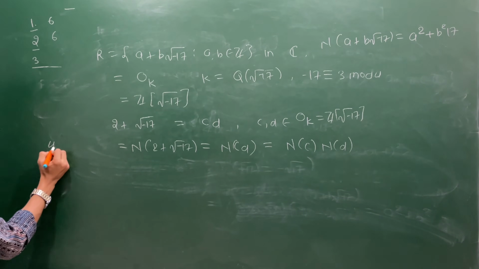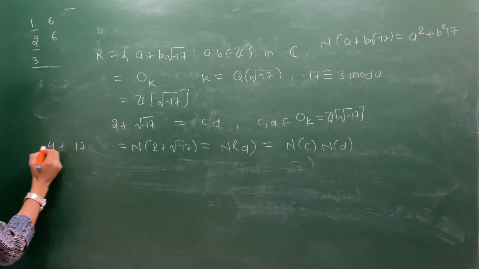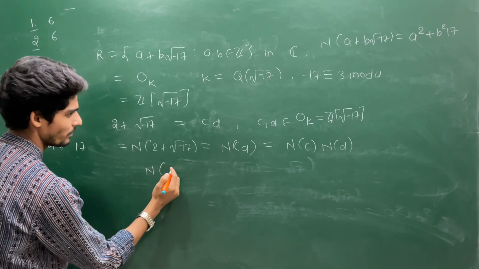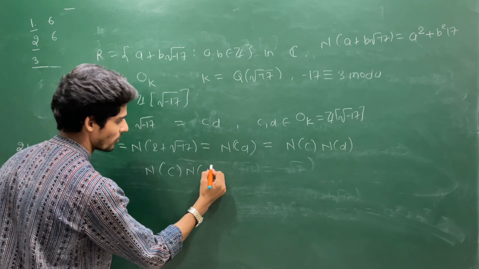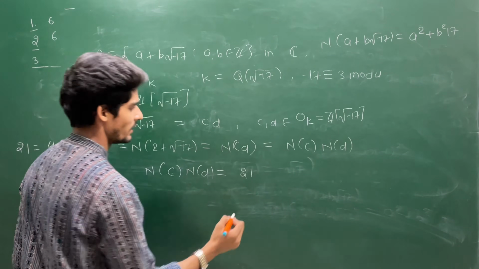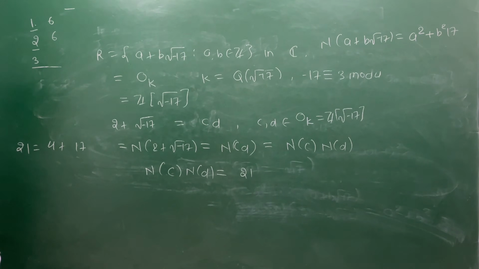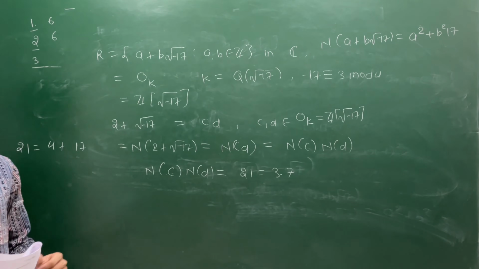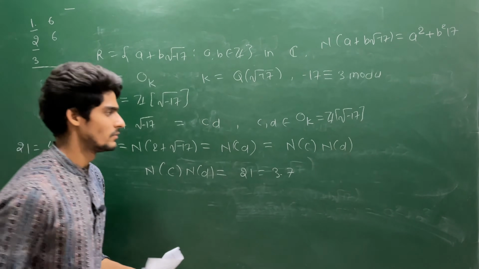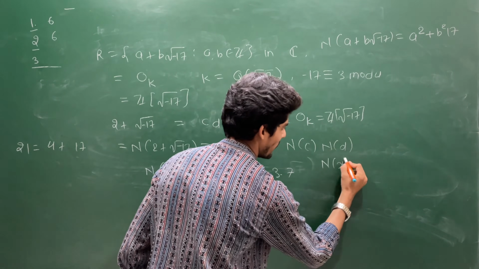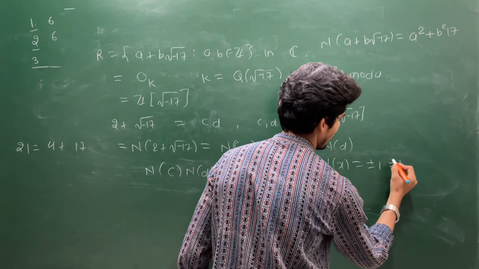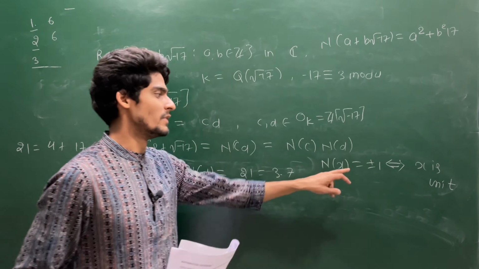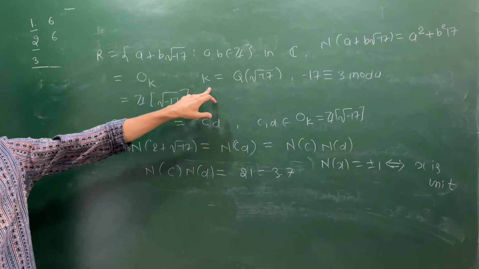So the norm will be 4 plus 17, which is 21. So norm of C into norm of D will be 21, which you can write as 3 into 7. And we also know that norm of x is plus minus 1 if and only if x is a unit. This is true in every number field K.